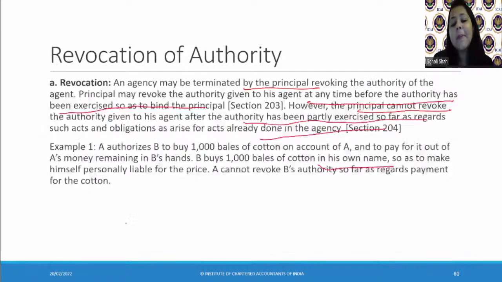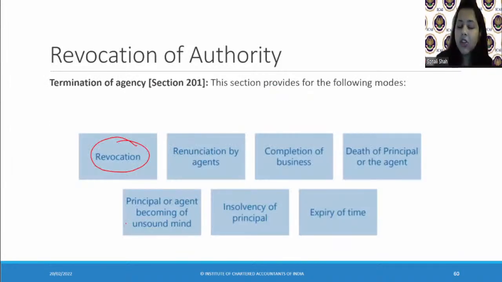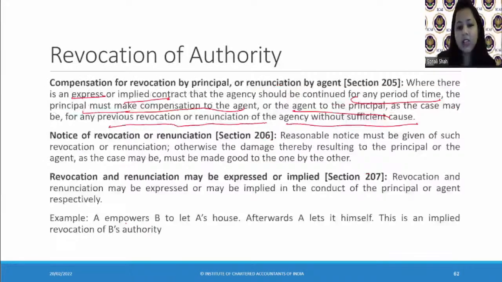So the first method of termination of agency is revocation by the principal or renunciation by the agent, where, willfully on their own, authority is revoked by the principal or renounced by the agent. Whenever there is a revocation or renunciation, if it is early, as the case may be, either party will have to compensate where the termination has been done without sufficient cause. Second, whenever the authority is revoked or renounced, notice has to be given. Third, this revocation or renunciation of agency can be expressed or implied through the conduct of the parties.